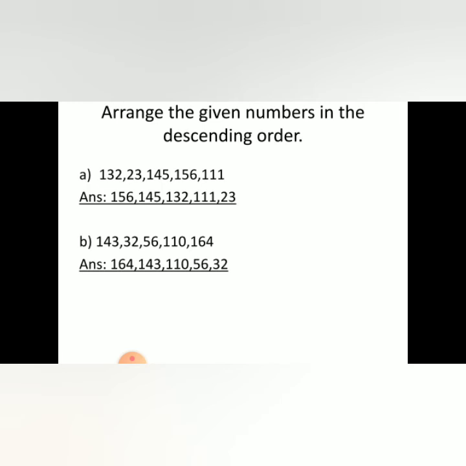Similarly, the next question is 143, 32, 56, 110 and 164. We will arrange them in descending order. The first one will be 164, then 143, then 110, then 56, and the last number will be 32.